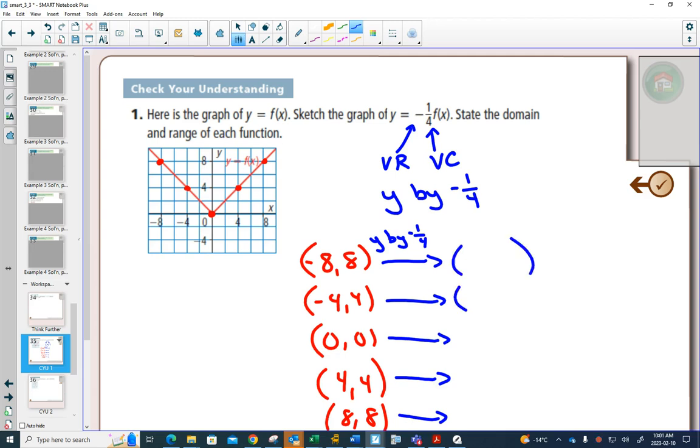This is a way that I can do the mental math and show my work. Like, okay, my y value was 8. So if I multiply that by negative 1/4, my x wouldn't change, but now I would get negative 2. And with negative 4, if I multiply that by negative 1/4, I get negative 1. 0, 0 wouldn't change.